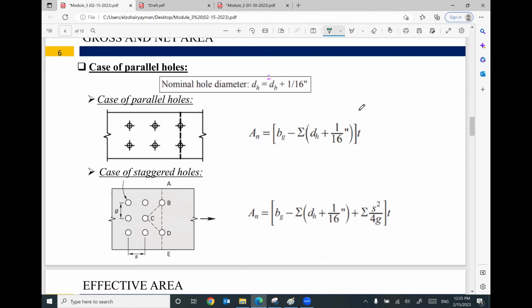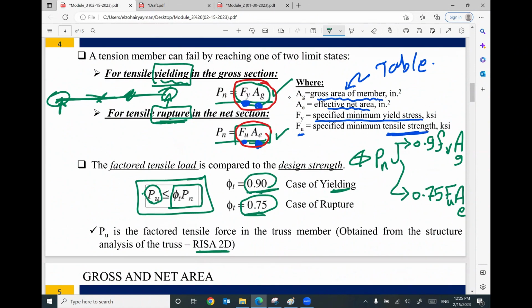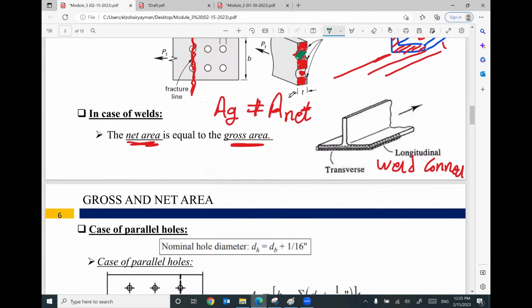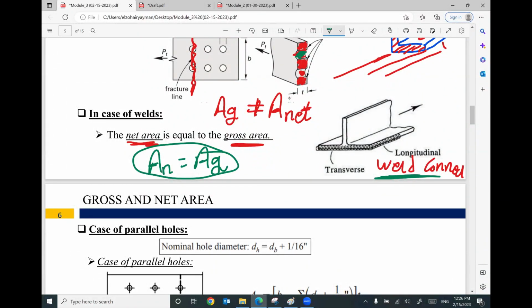We have equations here, but before going through this equation, do you have any questions so far? I will not consider the second case, or I will consider it, but I will assume area net equals area gross if you have a welding connection. Based on the type of connection, one day after two weeks, probably, or 10 days, we will decide. We will design these types of connection: bolted connection and welded connection.